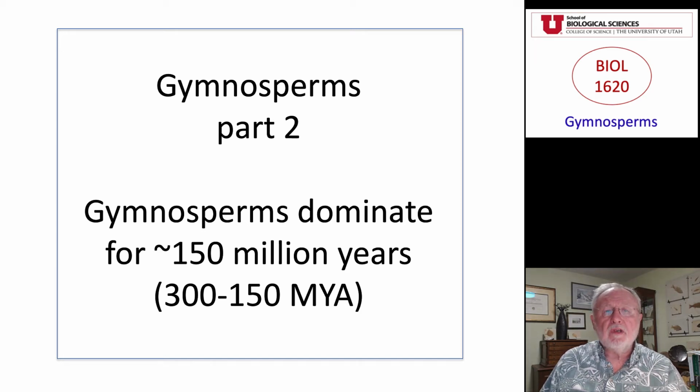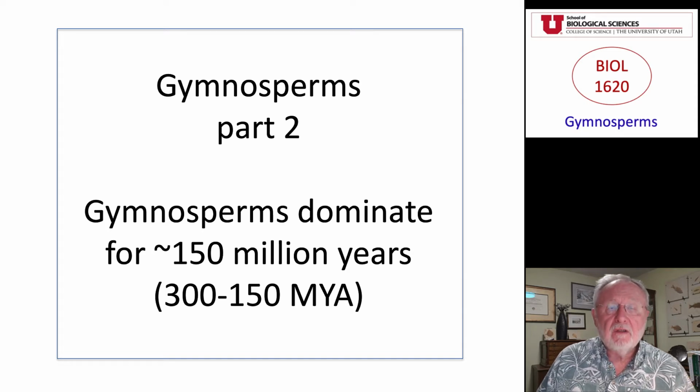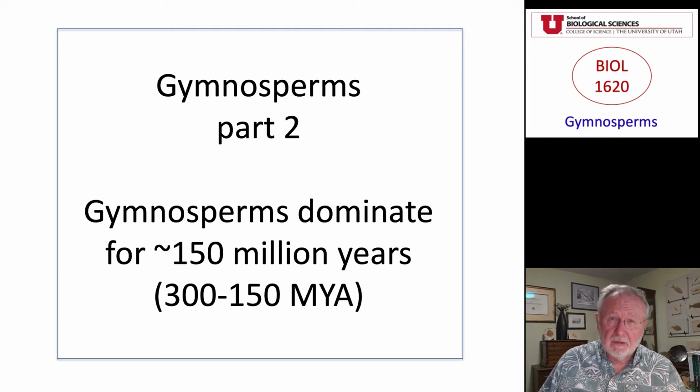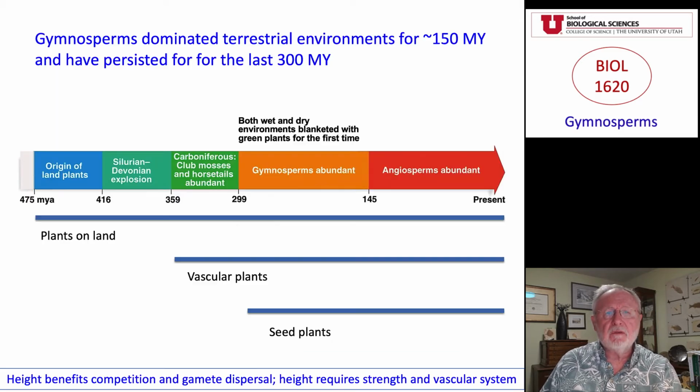Gymnosperms were the predominant plant life form after the end of the Carboniferous. So beginning about 300 million years ago, at the end of the Carboniferous, the CO2 concentrations were decreasing. The planet was getting colder. The glaciers were expanding from the polar regions, and gymnosperms arose, became the predominant form, and their predominance lasted about 150 million years, from 300 to 150 million years before present.